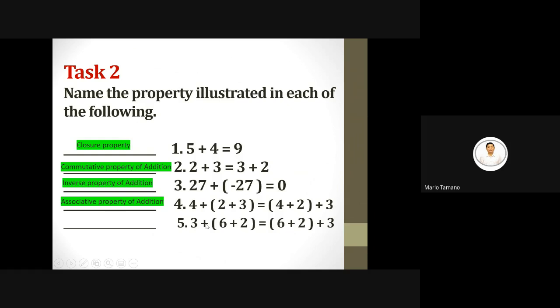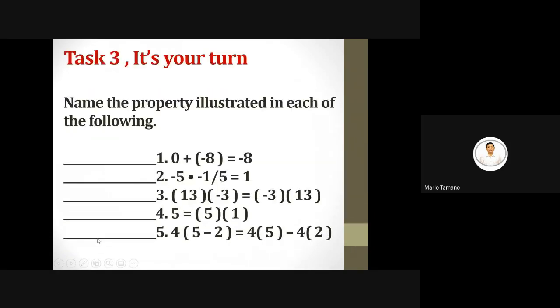So 3 plus quantity 6 plus 2 is equal to 6 plus 2, quantity 6 plus 2 plus 3 outside of it, no? It's not associative, no? It's commutative property of addition. Okay? Commutative. So, take a look. 3 plus 6 plus 2, that is 8. And 8 plus 3 is, yan. And that is under commutative property of addition.